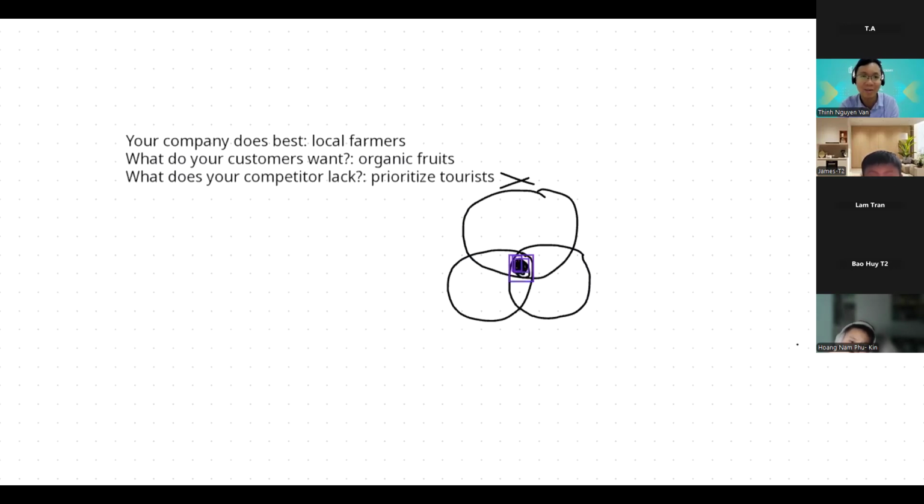Your customer, you said, wants organic fruit. Then organic fruit can be imported. It's not necessary to be from a local farmer. It can be imported from another country as long as it is organic, and your customer will be happy. So the part of what your competitor doesn't have is not really linked to the other 2 questions.